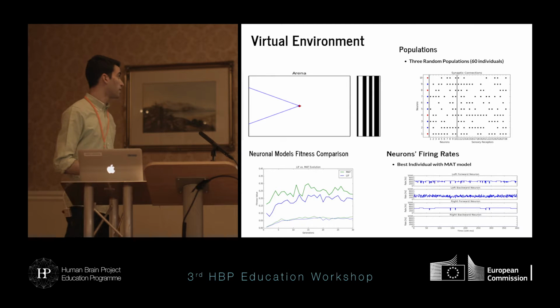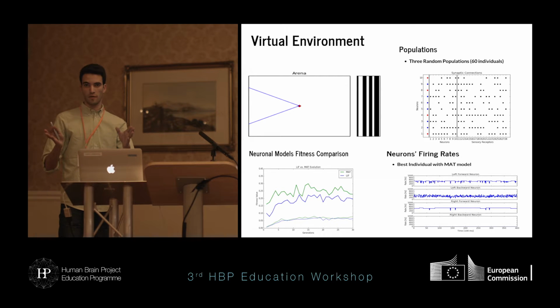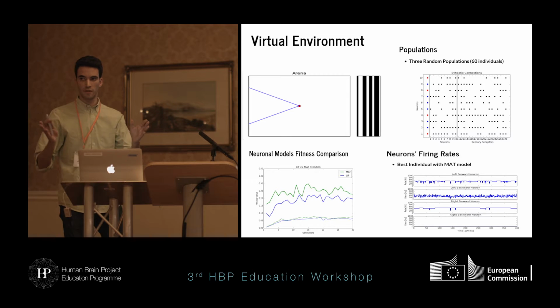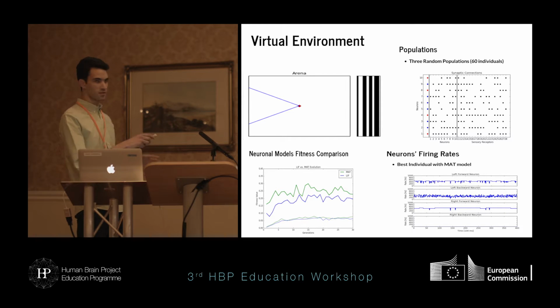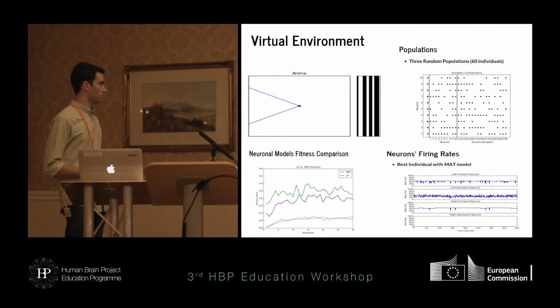I used Python, and I created this arena. You can see here the red dot is the robot, and the blue lines represent the borders of the visual field of the robot. This angle was 36 degrees. All the specifics were mentioned in this paper. You can see here what the robot can see. So this is the wall between the blue lines here.